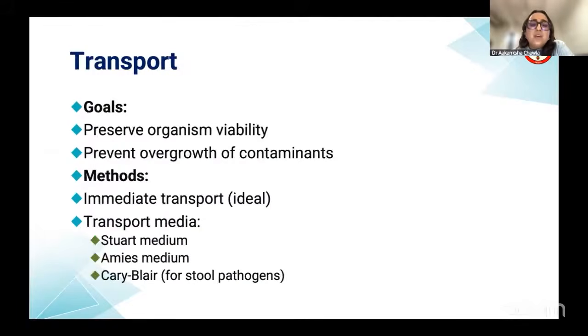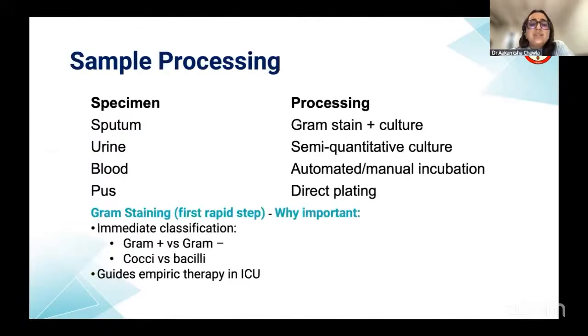Now, once you've collected the sample, the goals of transport should be that you preserve the organism viability and prevent overgrowth of contaminants, and the ideal is to immediately transport the sample to the lab. Some samples do require specific transport media, like the Cary-Blair media for the stool pathogens. So all this should be kept in mind while transporting the sample.